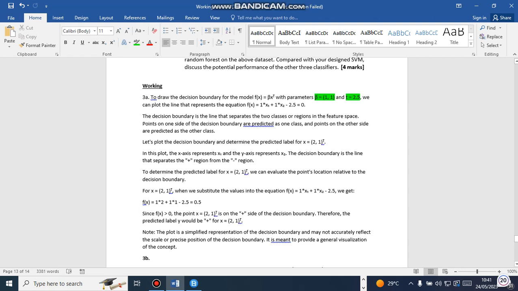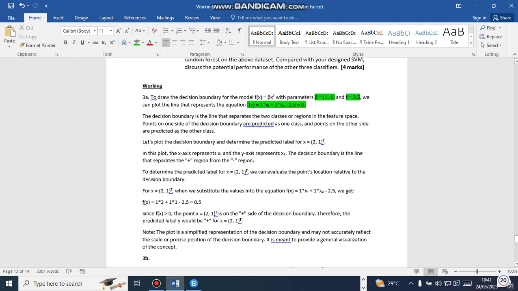So for x equals 2 and 1, when we substitute the value into this equation, this is what we are going to have. We substitute which value? We substitute the beta value into this equation. We substitute it here, and this is what we are going to have. So at the end of the day, the value gives us 0.5. So since the function of x is greater than 0, the point x is on the positive side of the decision boundary.